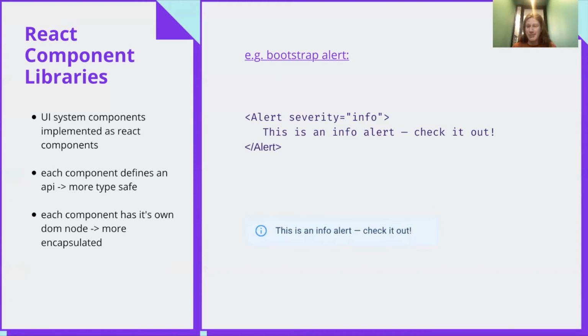Each component defines its API, which makes it more type safe. Each component always has a DOM node, because a React element almost always returns a DOM node, so that makes it more encapsulated. And you can use any method that you want for styling the components. You can use styled components, you can use CSS in JS, or you can just use plain old CSS files. It's pretty cool. I suppose that is one of the reasons that people often opt to create component libraries in React by exporting files rather than having a shared CSS file.